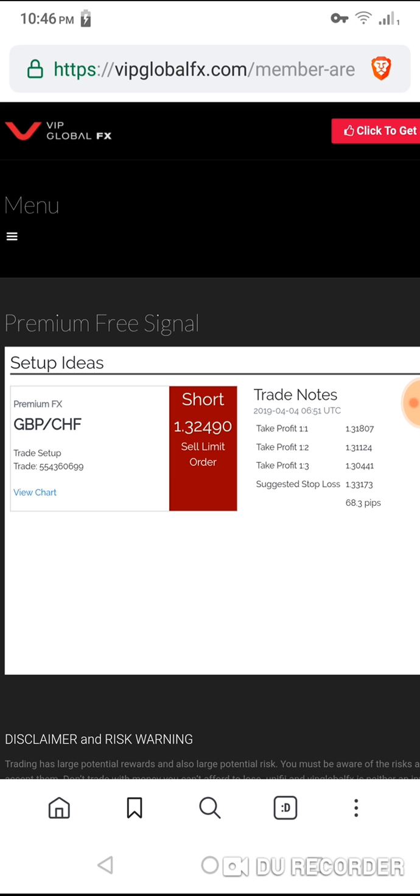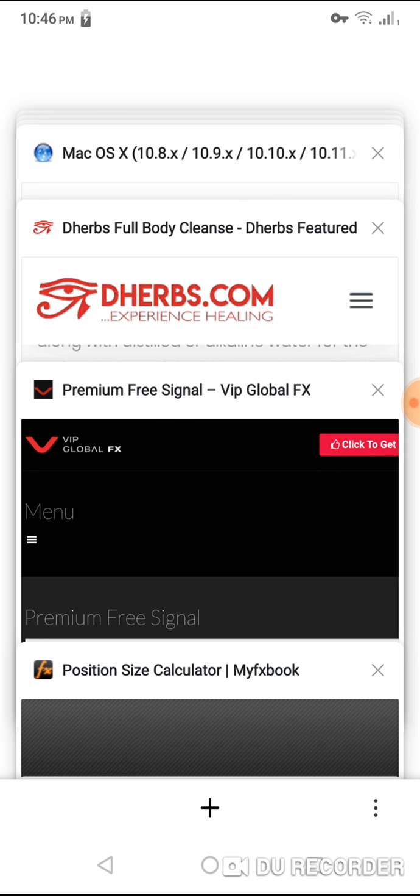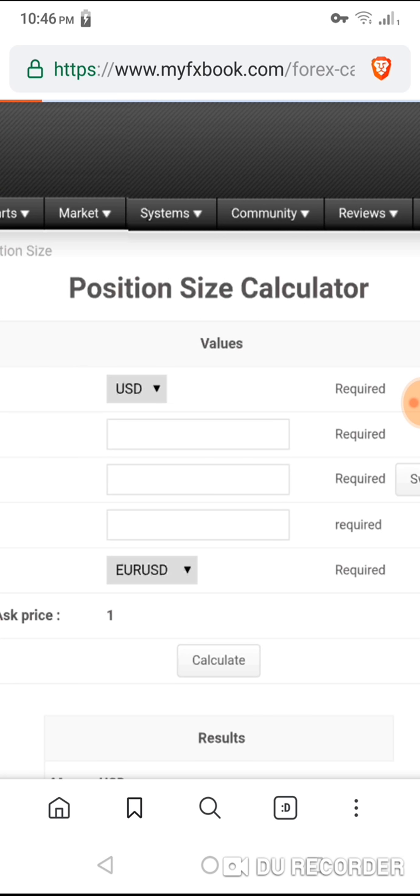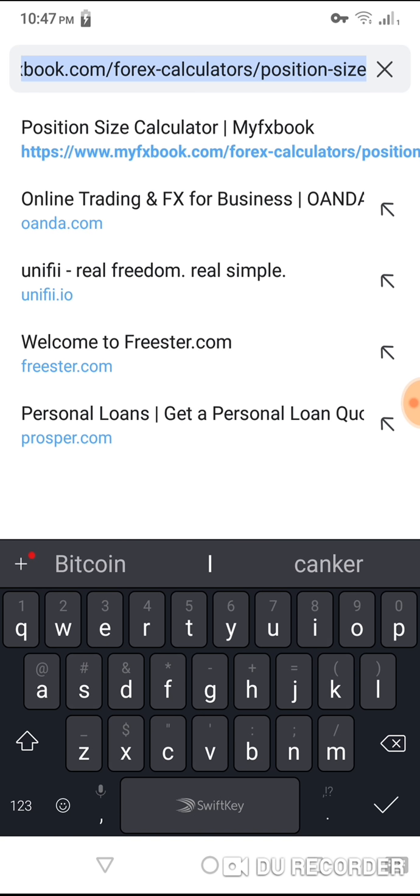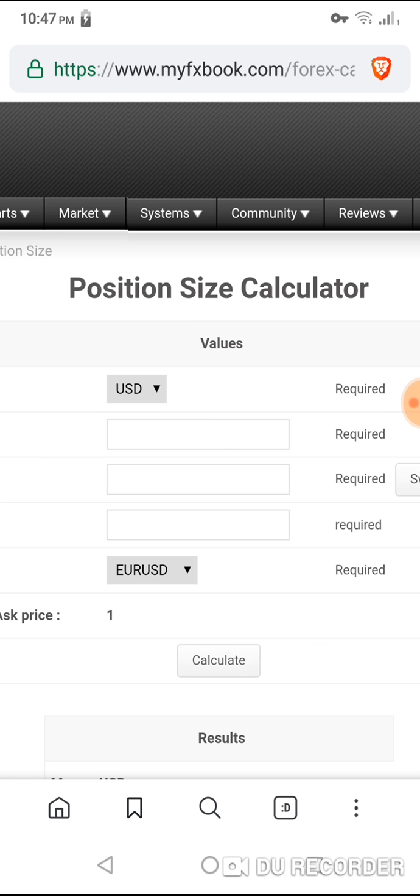Now before we go there, we're going to go to our position. We want to figure out what our lot size is going to be because we're going to need that lot size. So remember what we're looking for, GBP/CHF. We're going to go to the position size calculator, which is going to be at the website myforex.com/calculators and position size. But as long as you go to the MyForex website, you'll be able to find this calculator.